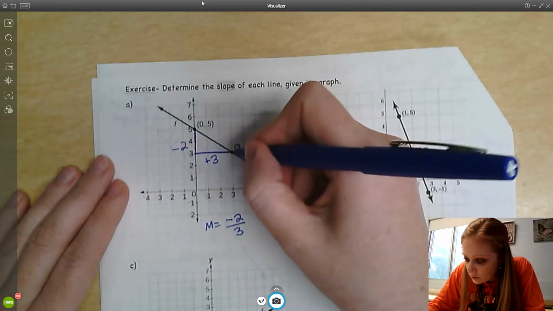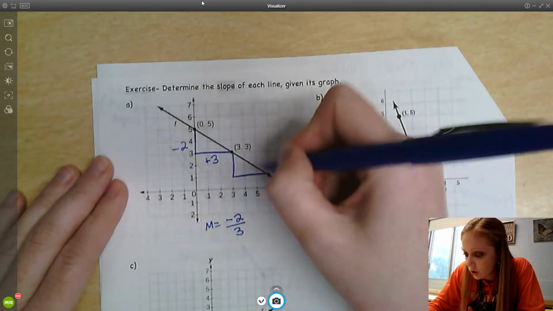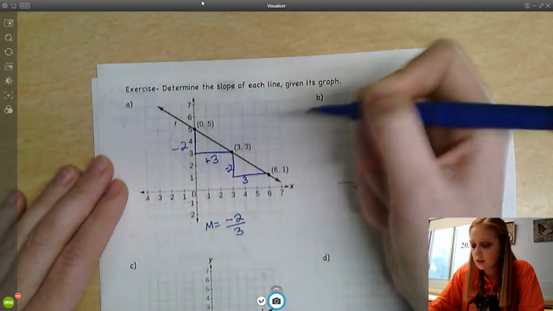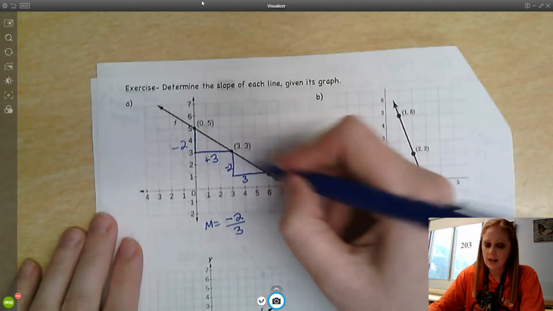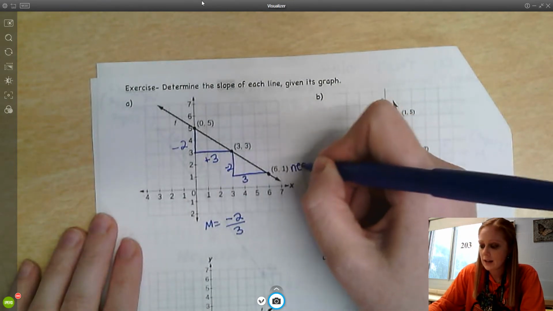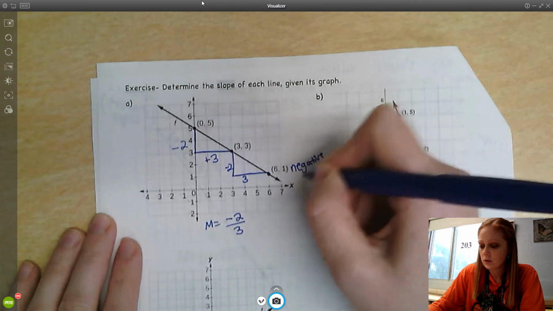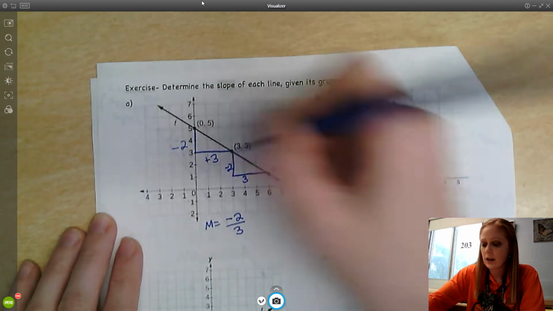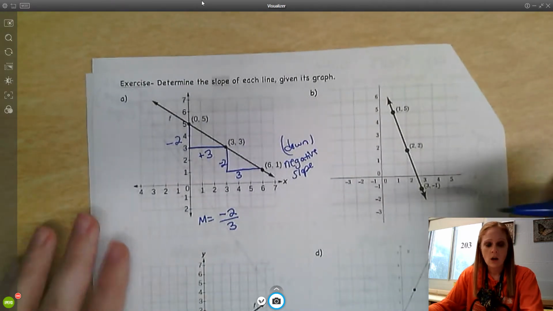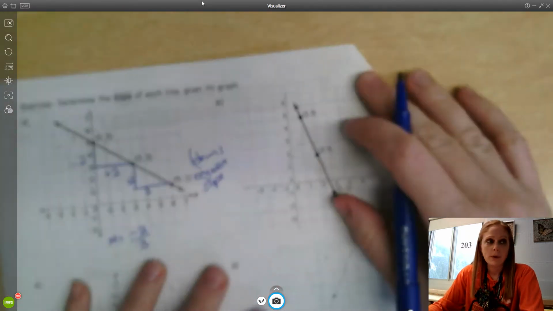Okay, what if you picked these points? Down 2, to the right 3. Okay, it's the same. All right, so just pointing out, this is a downward line, so this one has a negative slope. It's headed downward as you go from left to right. All right, let's take a look at B.